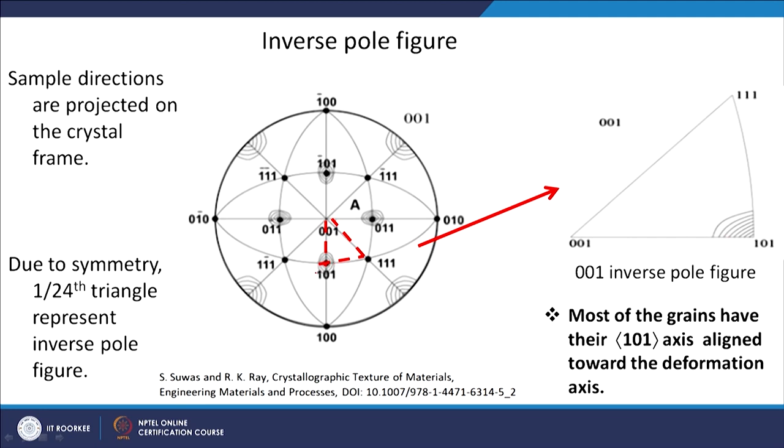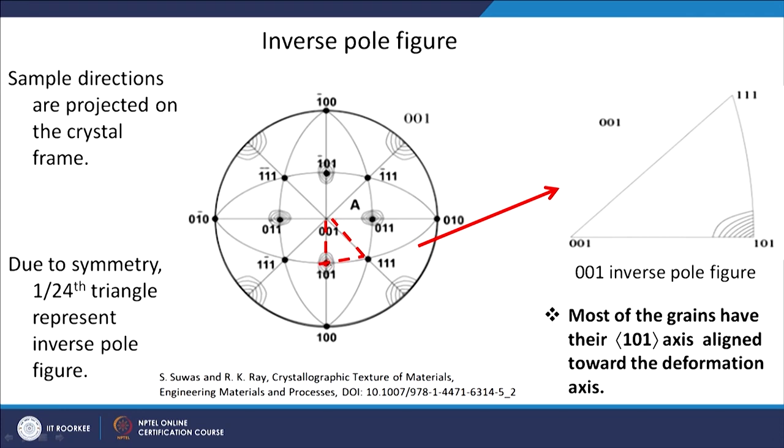You can see that at 101 you have more intensity. So, when there are a large number of grains oriented with this kind of orientation, you will see that there are more points falling on these particular poles, and that is how you get the texture information through the pole figure. As you can see, it is more at 101.